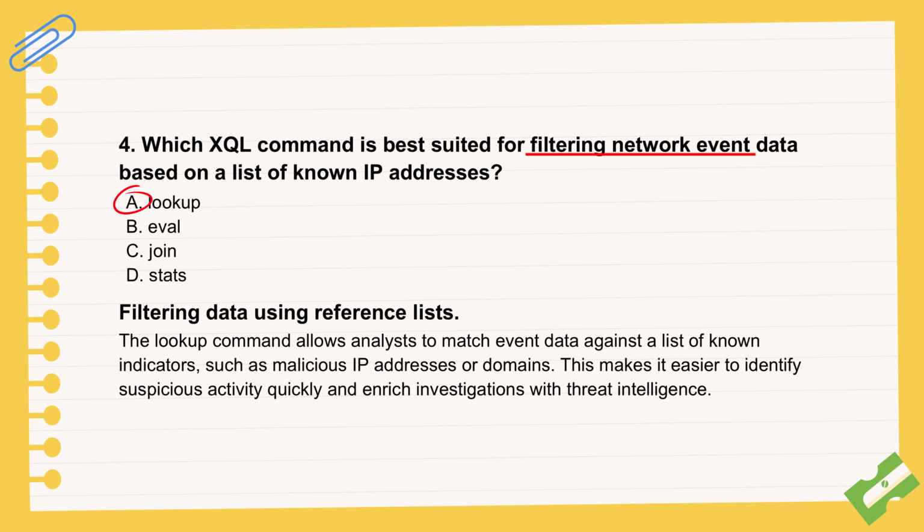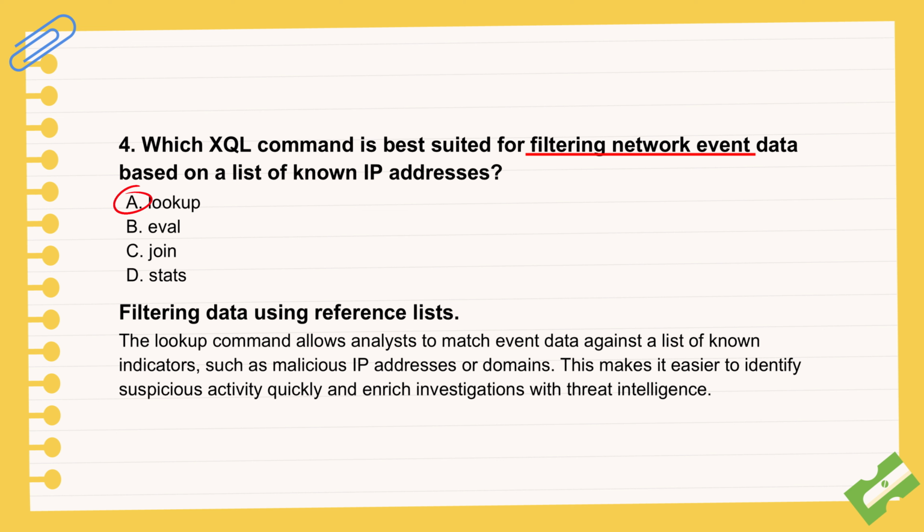Yes, our source material points to a specific XQL command, the lookup command. This command is specifically designed for filtering event data by cross-referencing it with external lists, like those known malicious IPs. It's a direct, pretty elegant way to compare your internal network activity against that external threat intelligence, without having to manually sift through mountains of logs. And this really demonstrates how XQL efficiently integrates external intelligence to enrich the internal data you already have. It makes investigations much faster, much more accurate.